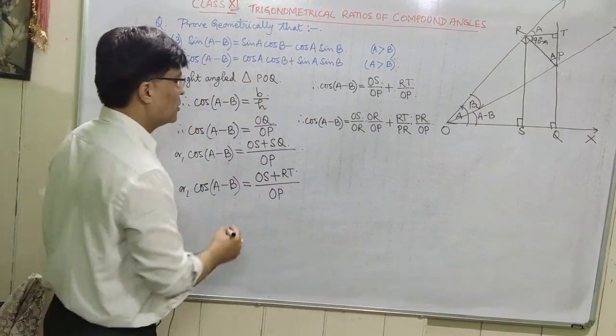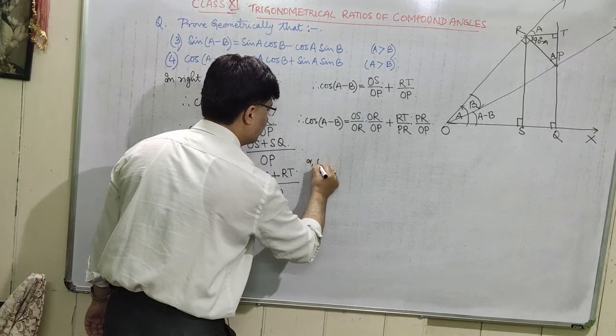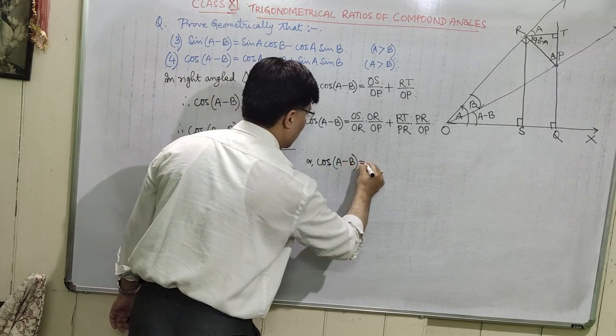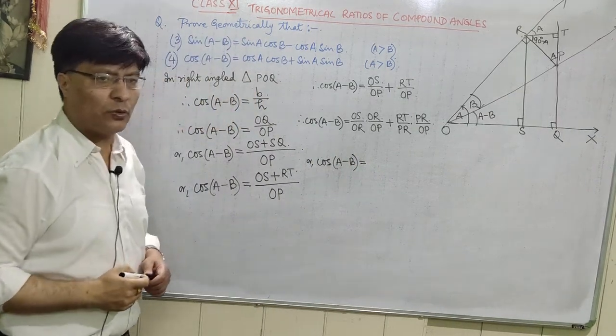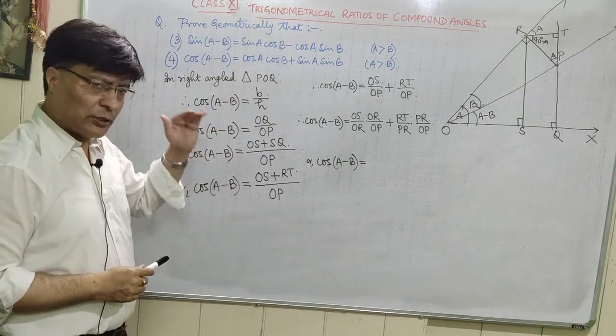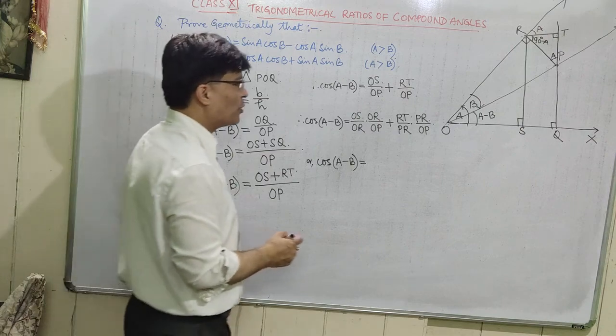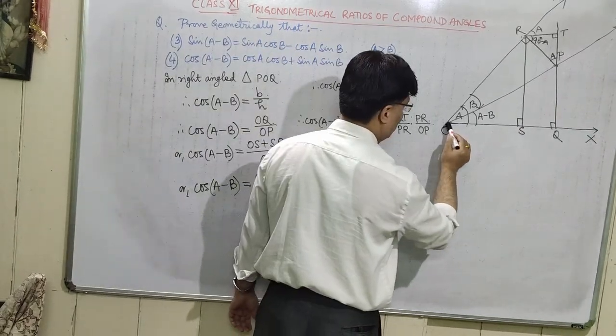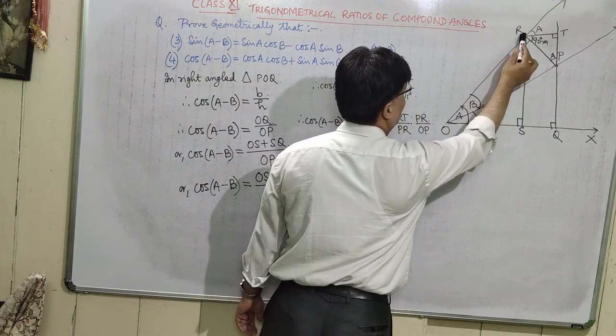Is that clear? So now we can write down the formula for cos of A minus B. Now what is OS upon OR? Let us check it in the figure. What is OS upon OR?